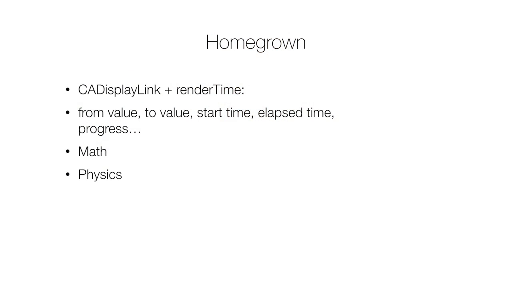So what if for some reason you can't use UI Dynamics? The last option is homegrown. What does that look like? Basically, it means you have to create a CADisplayLink, manage that, create your own render time function, and then start keeping track of lots and lots of state. The start time of your animation, the current time, to-value, progress. Then you have to do some math. You basically have to interpolate. Maybe you have to do some physics. It pretty quickly gets very messy.